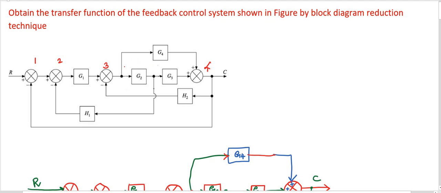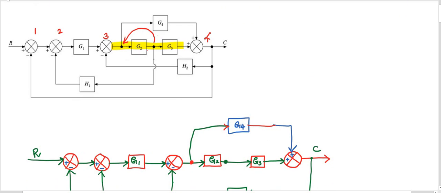So, what is the meaning of moving the takeoff point before the block? Here, this is the signal flowing direction, the forward direction. The direction that is opposite to the direction of the signal flow is known as before the block. So, first of all, I am going to move the takeoff point before the block. So, I have to redraw the diagram again. If I move the takeoff point before the block, I have to multiply the same block G2 with H1.